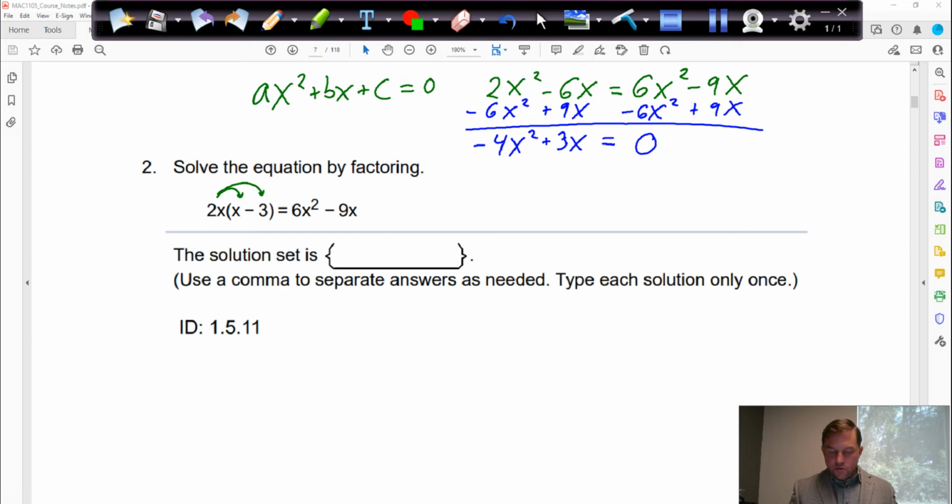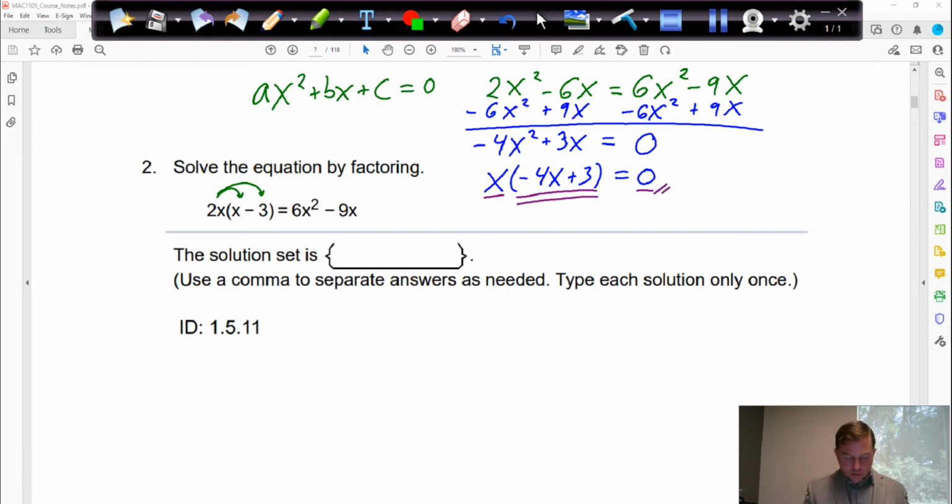Now we look at these two terms and we say, okay, what's common between those? Well, 4 and 3 have no common factor that we can pull out, but they both do have an x. So let's pull out 1x. So we're going to be left with minus 4x plus 3. Okay, and that is the factored form, so we can't simplify that anymore. And now is the stage where we're going to say, okay, we have to solve when this equals 0, and we have to solve when this equals 0.